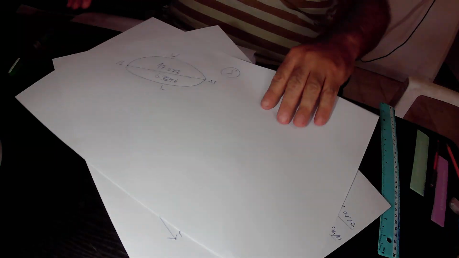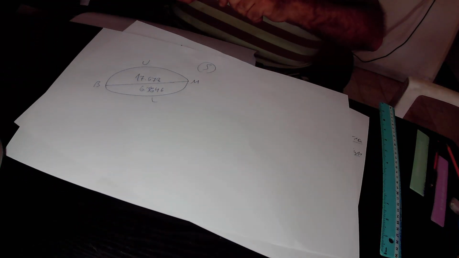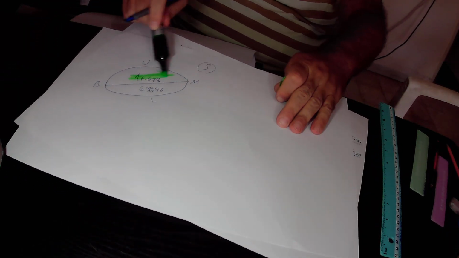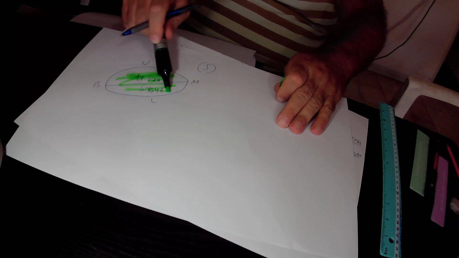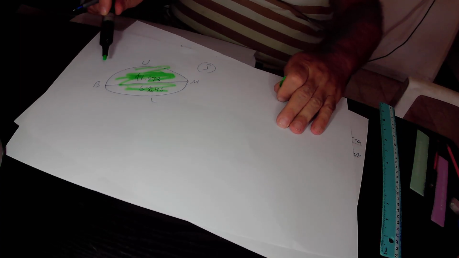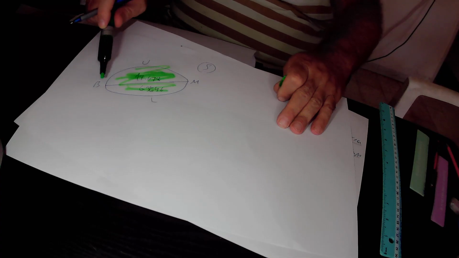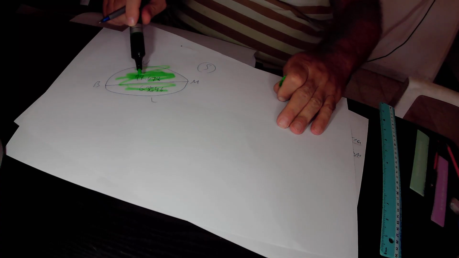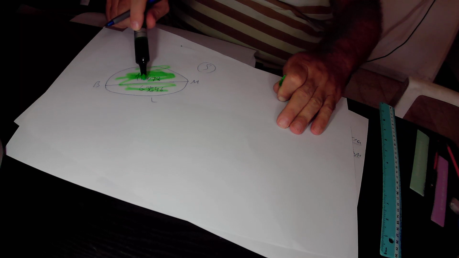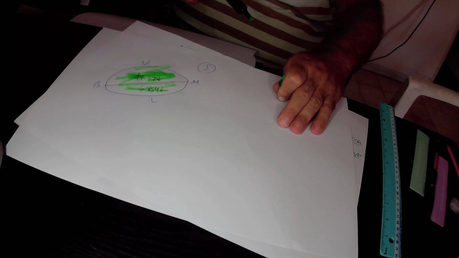So in total, the area of this green shape is equal to the area of the upper segment BUM, that is equal to 17.678, plus the area of this lower segment BLM, that is equal to 6.3646 square inches in size.